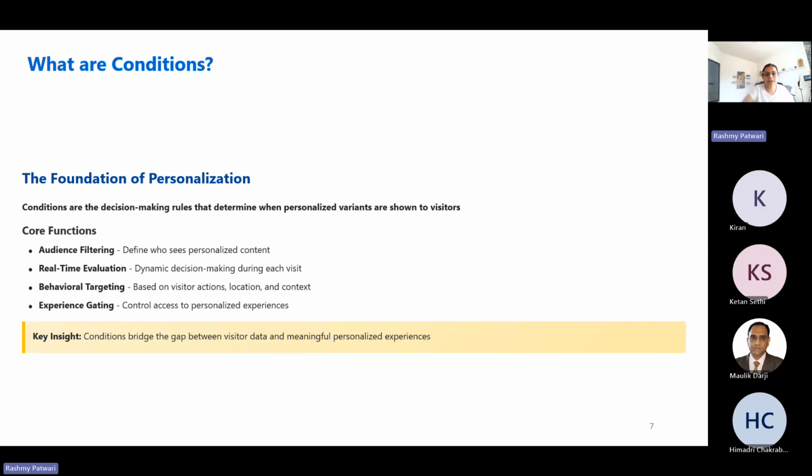The last one is experience gating. You can use conditions as part of the Personalize product. When we create web and interactive experiences, we can use conditions to put gate checks on who this experience should be served to. So not exclusively page targeting, but in the same way as we set audiences in XM Cloud experiences, you can do it in the Personalize product. Those are the core functions.